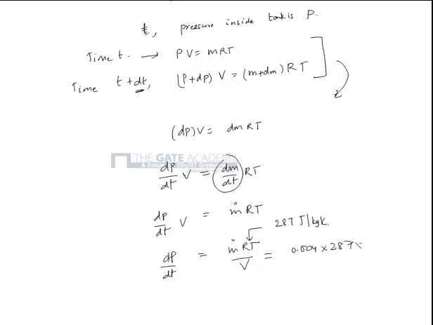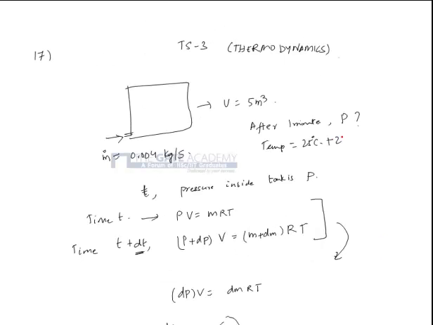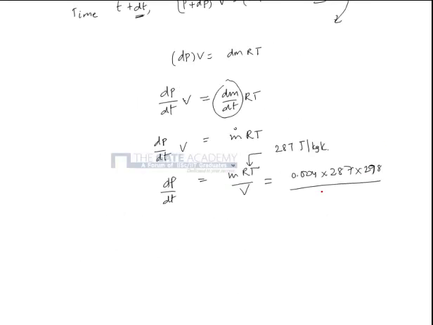Okay, and then the temperature is given as 25 degrees, so let's convert this into Kelvin, which comes out to be 298 Kelvin, divided by volume. Volume is basically your 5 meter cube. So when you calculate this, you end up getting 68.420.